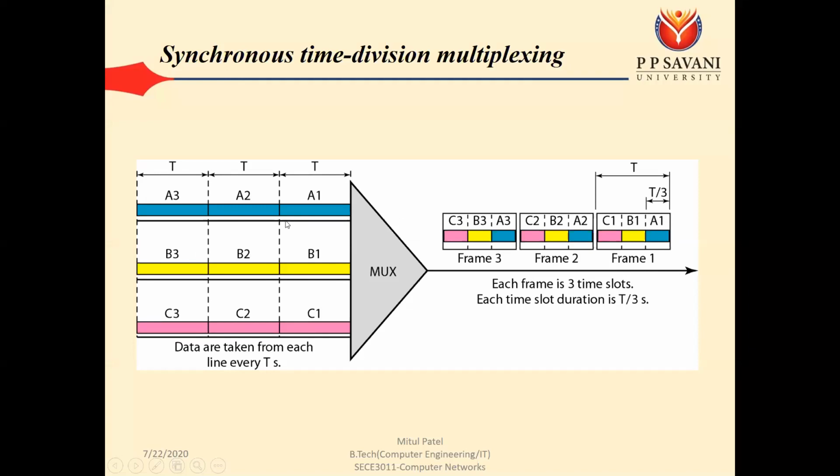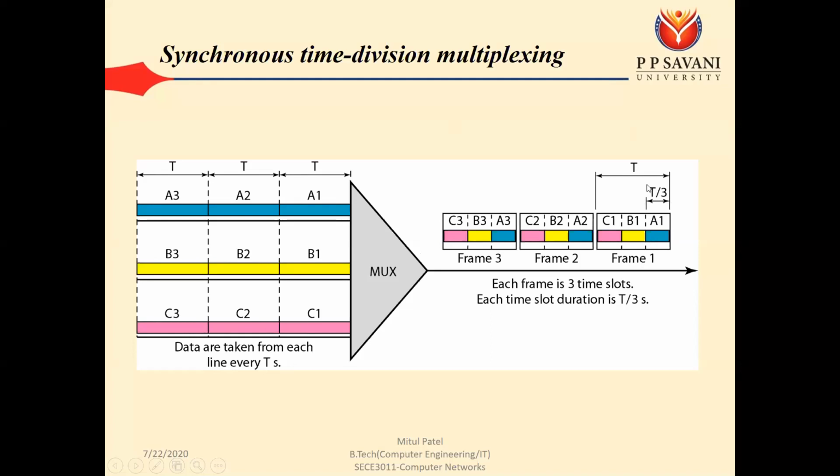Okay, so if the input time duration is T, then we can say the output time duration is T/3. Okay, so here the number of channels is 3, so that's why the output slot, or we can say the output time duration, is T/3. Okay, if here we had 4 channels, then our frame, or we can say the output slot, or the output frame duration, would be T/4.